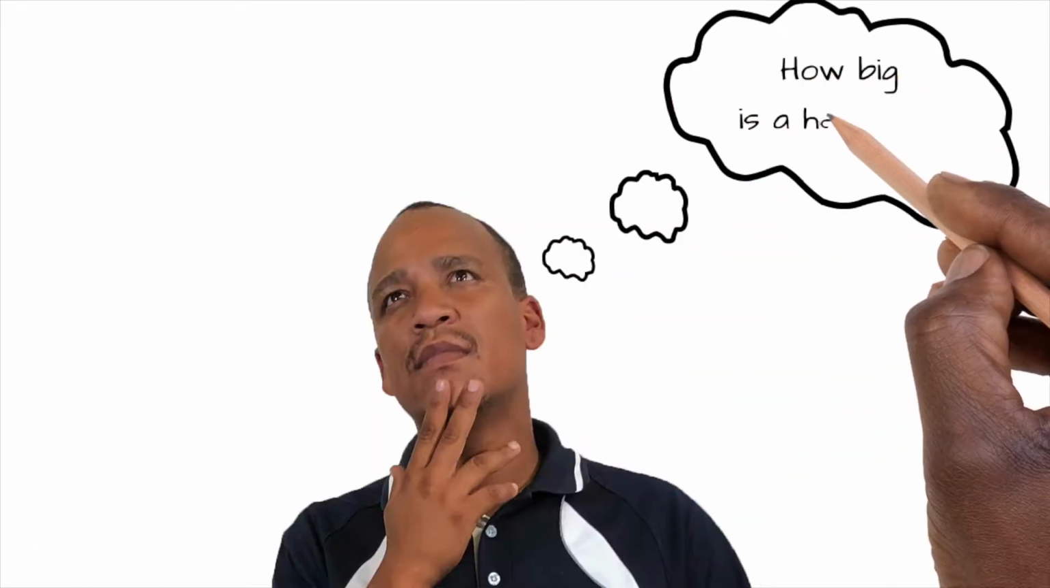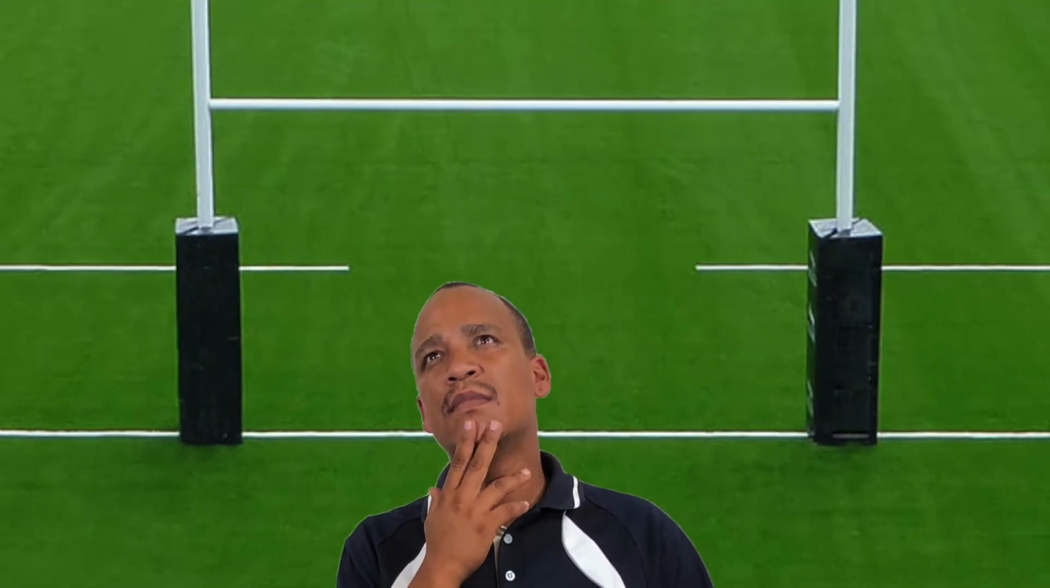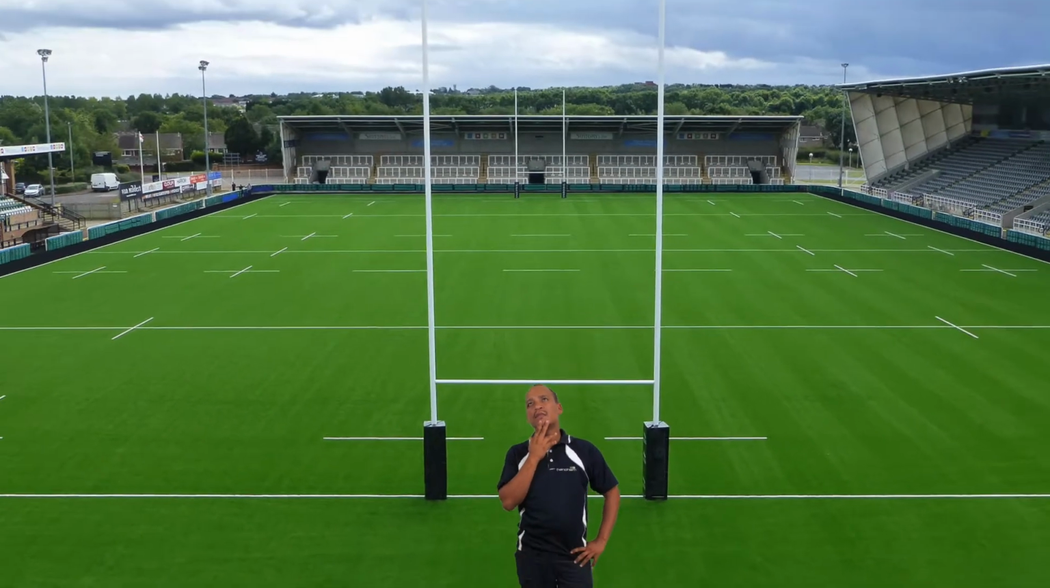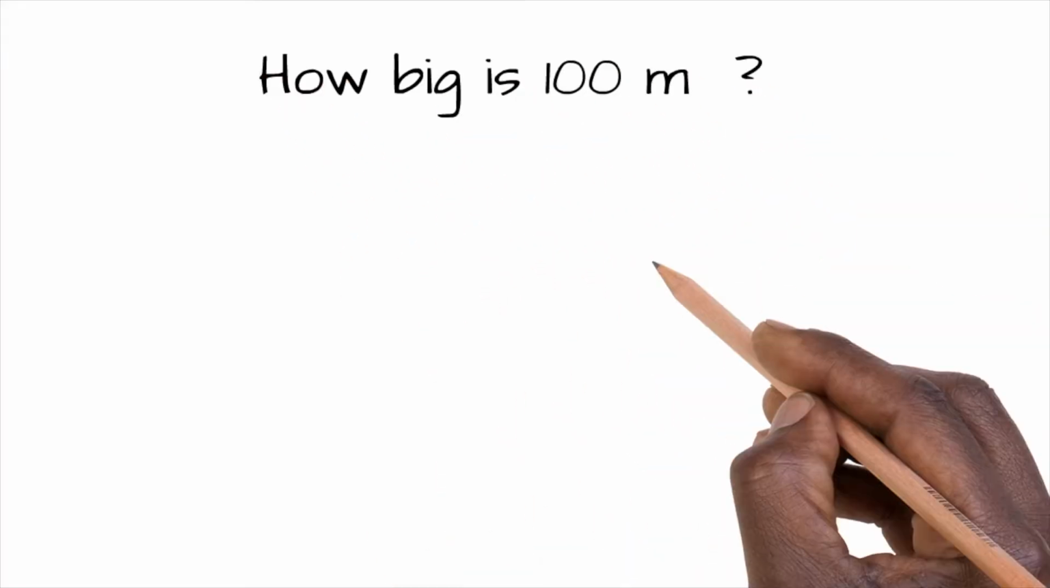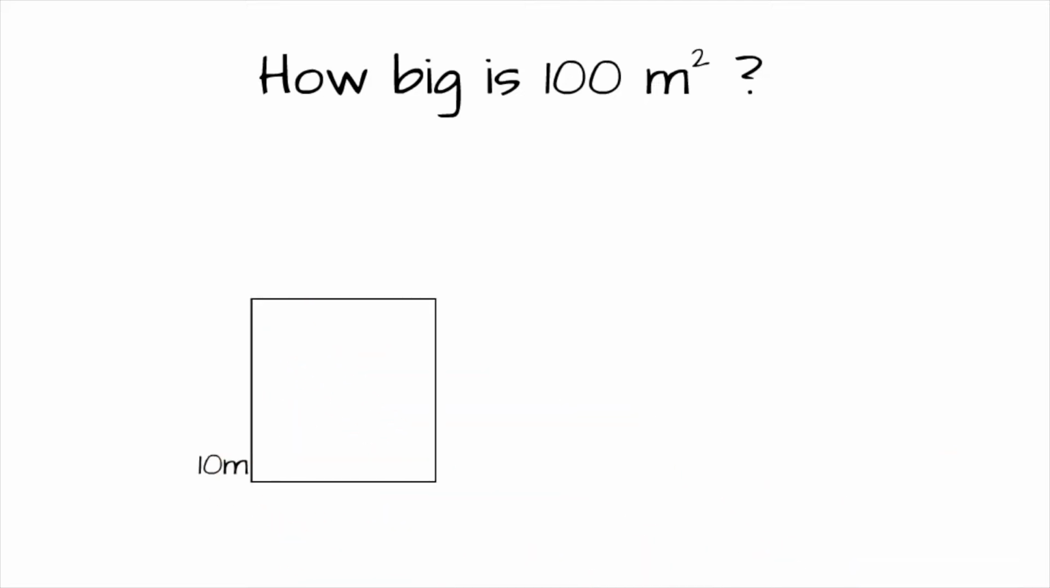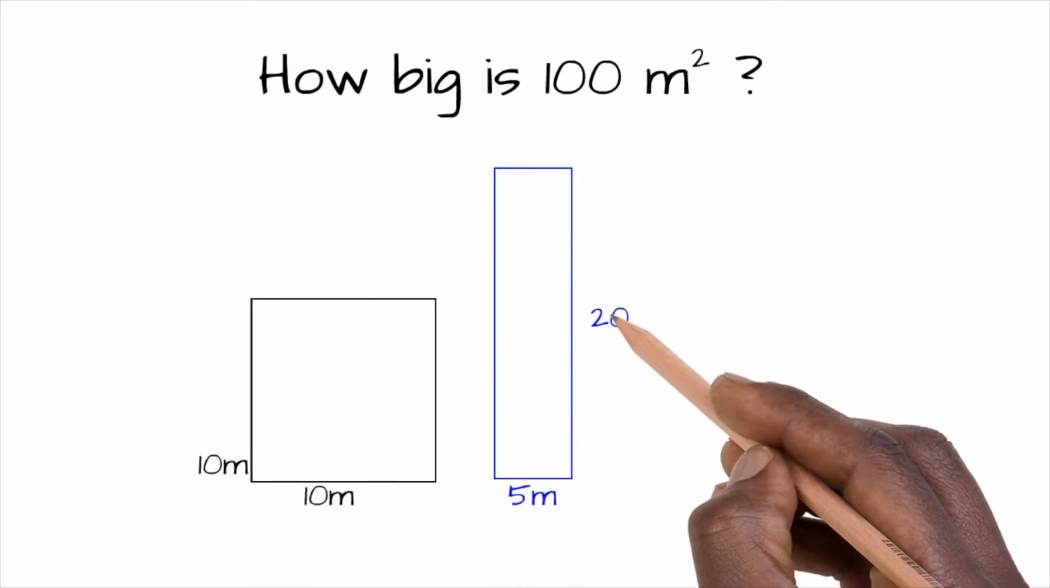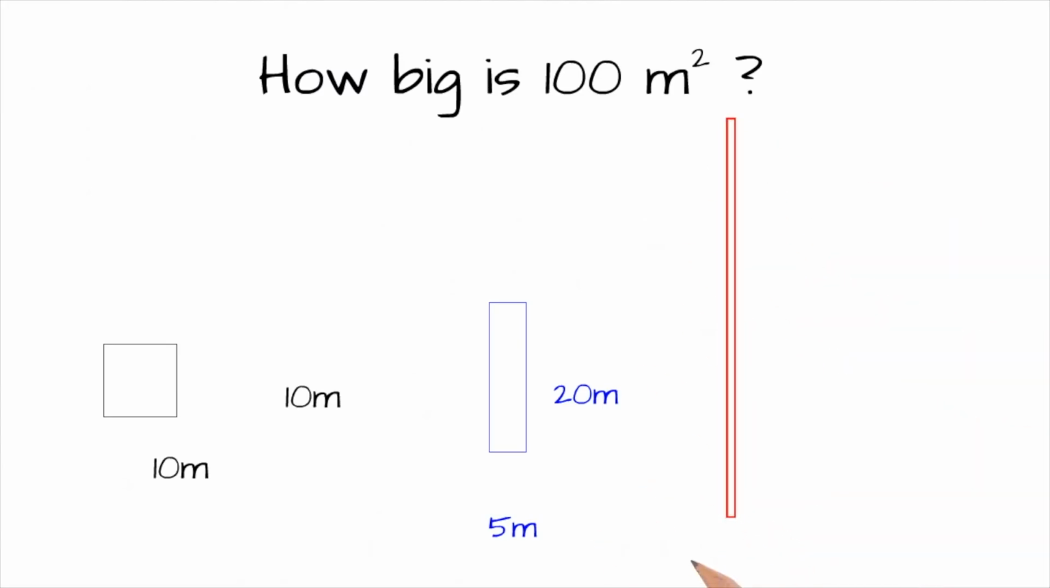So how big is a hectare exactly? A hectare is a rugby field sized area. How big is 100 square meters? 10 meters by 10 meters or 5 meters by 20 meters. If we spray for crawling pests, it can even be 0.5 meters by 200 meters.